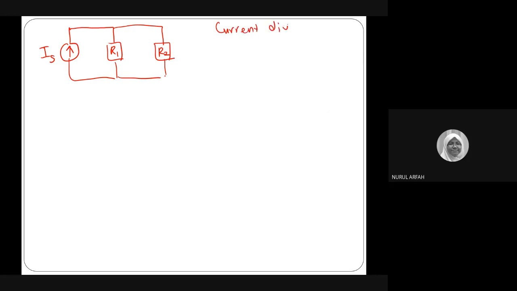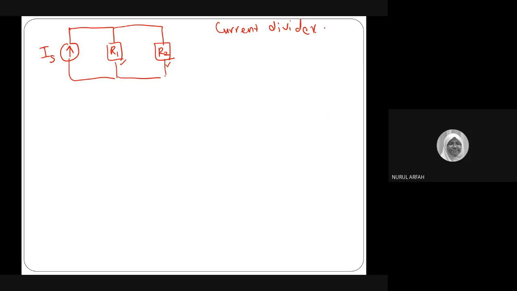Okay. Can we proceed to current divider? Oh, you're already ready. Okay. We have this. This is R1, R2. This is a current source. Okay, current divider. A current divider is when you have a current source in parallel with elements. Element here, element here. Then you can apply current divider.